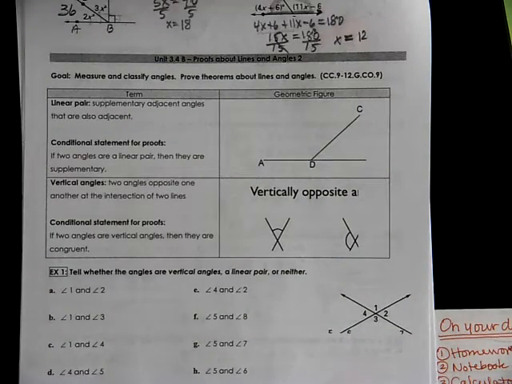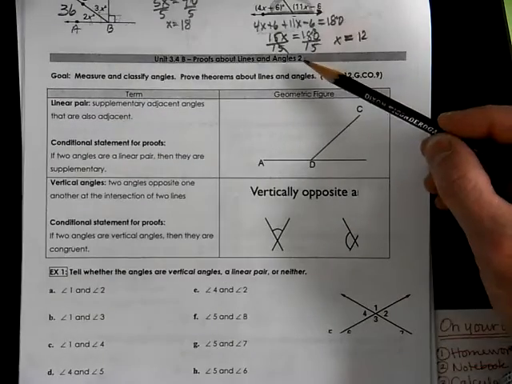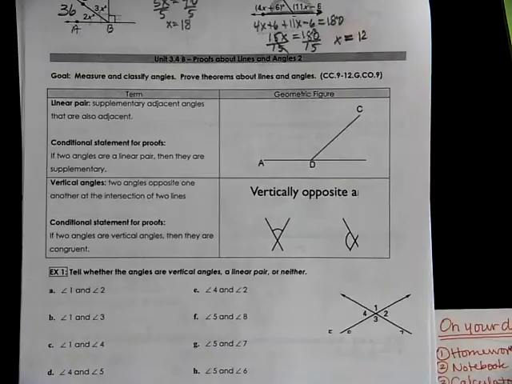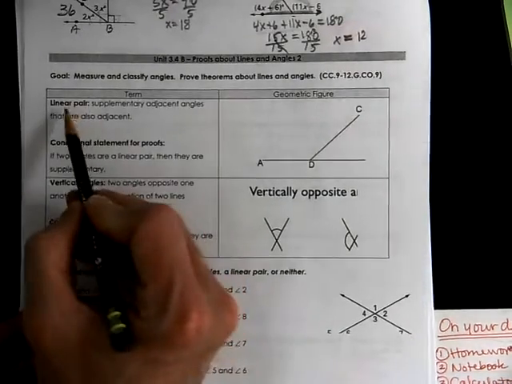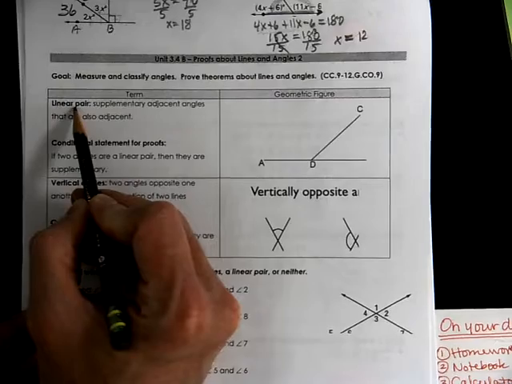This is Geometry, Unit 3.4b, talking about proofs about lines and angles. This is day number 2. First thing we want to mention is a linear pair.